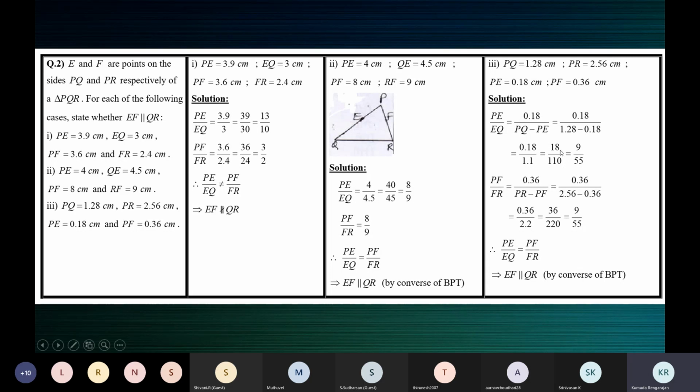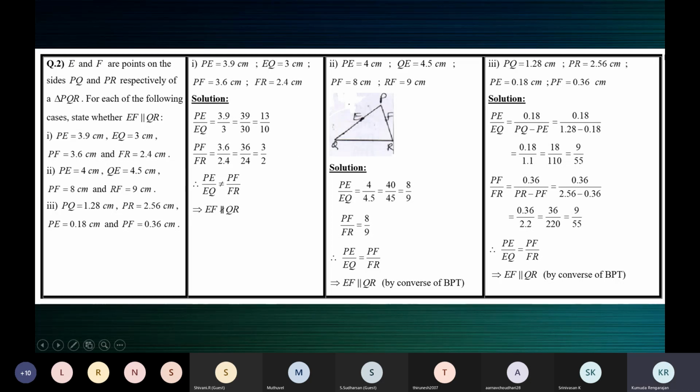So see the third one. You must find the ratio PE by EQ. Then find the ratio PF by FR. If these two are equal, then EF is parallel to QR.